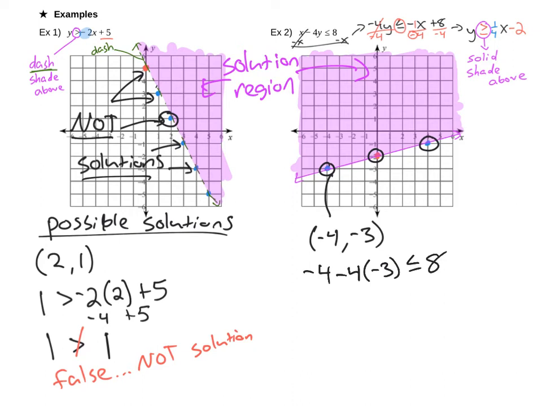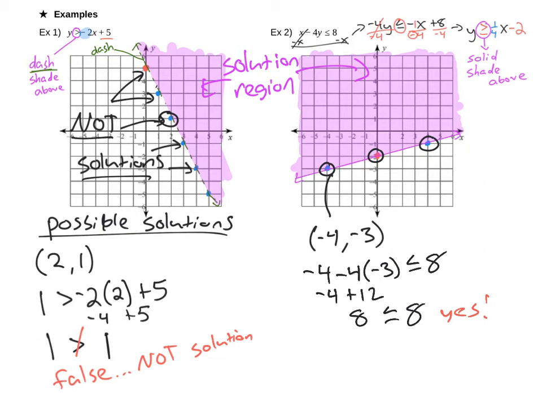So what's negative 4 times negative 3? Positive 12. What's negative 4 plus 12? It's 8. Is 8 less than or equal to 8? Yes.